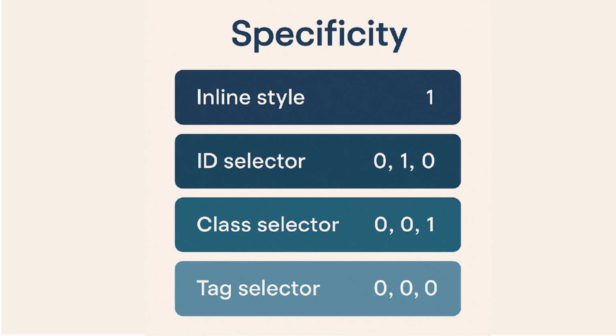The numbers represent: the first digit is the count of ID selectors, the second is the count of class or attribute selectors, and the third is the count of tag selectors. So the higher the number from left to right, the more priority that rule has.